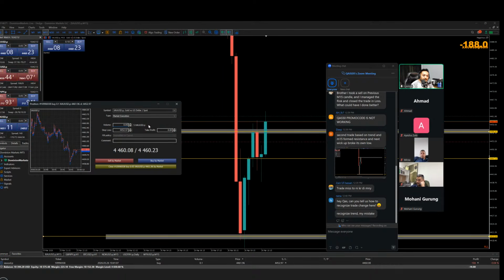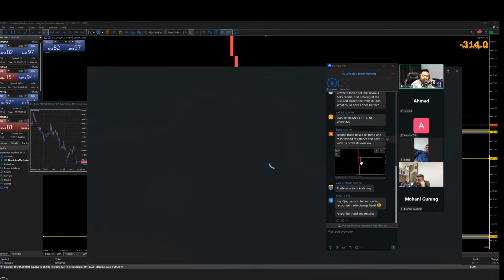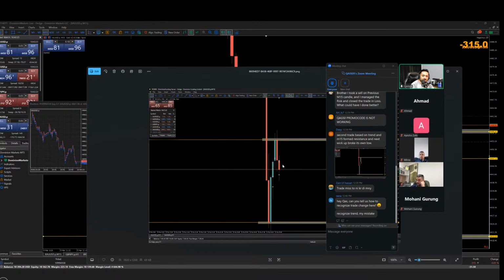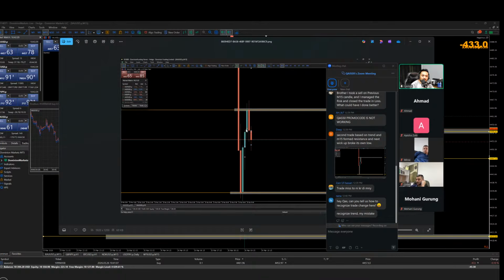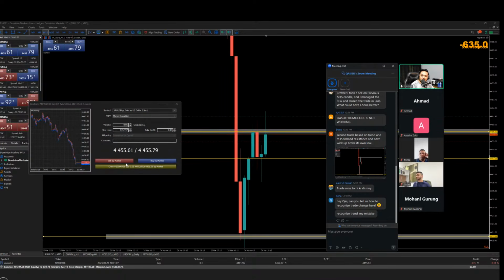So yeah, second rate based on trend and M15 form resistance. Okay, yeah, this makes sense. But this candle closed with the same size as the previous candle, so it could be a risky one, could be a healthy one. Yeah, you can go with this one, but you have one plan to take a buy, then you change your plan to take a sell. Why is it? Oh, let me see this one.